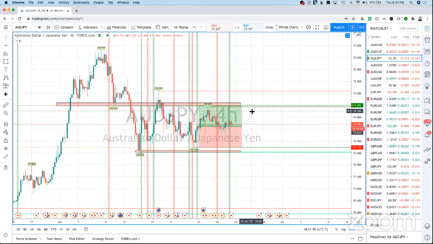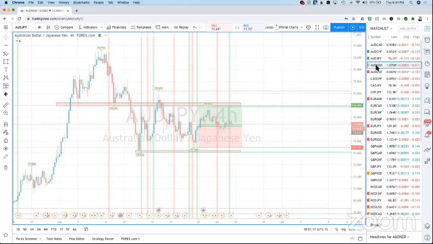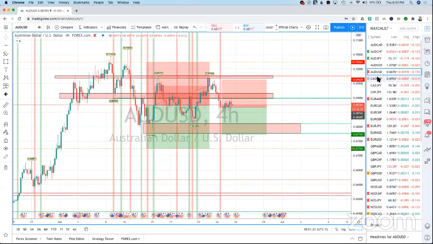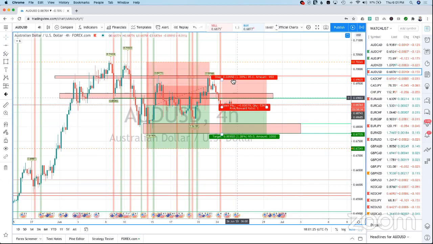RJPY, this hit TP1 already. Almost TP2. I don't know what's going on with the market. It's just really slow today. Odd NZD, no entries there. Odd USD, I still think it's coming up. It looks like it's trending down.